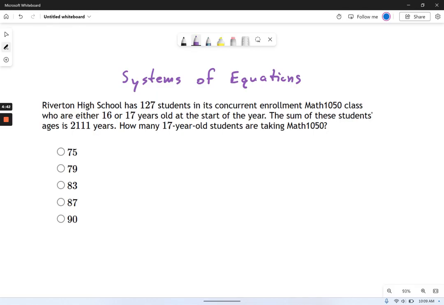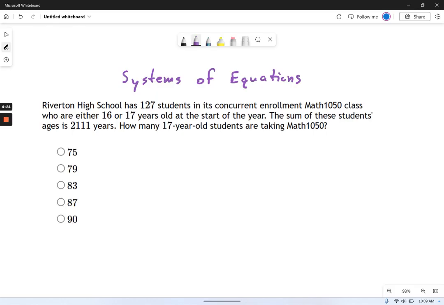Well, this is called a system of equations because we know two basic ideas. We know how many total students there are, and then we know what the total sum of their ages is. That's two ideas. That makes two equations. Solving two equations is called a system. So let's write down those things we know first.